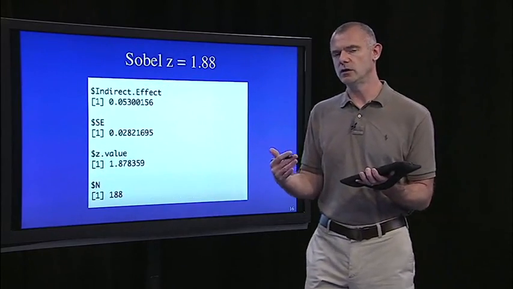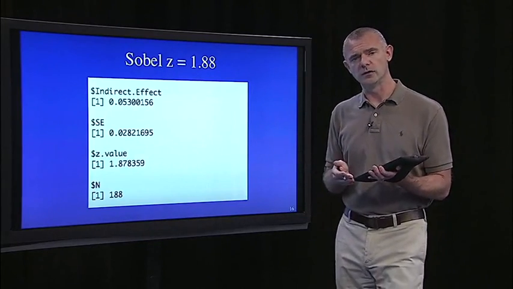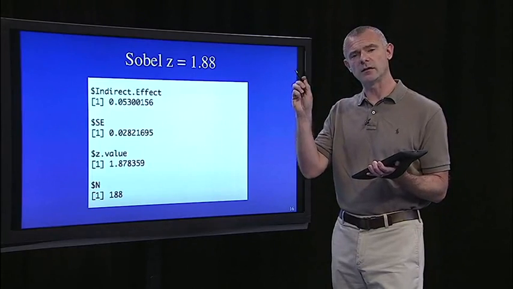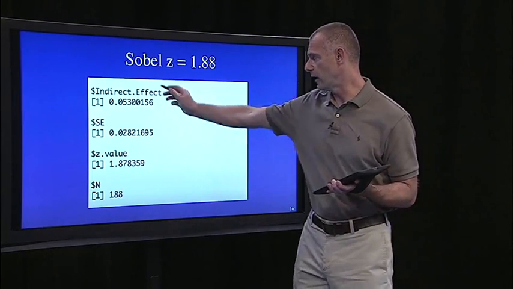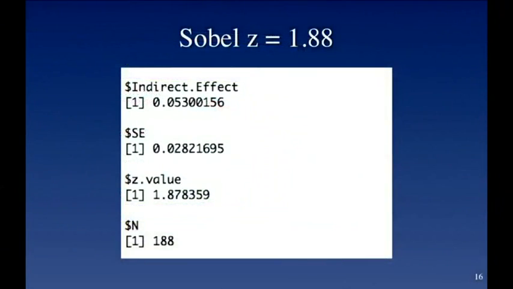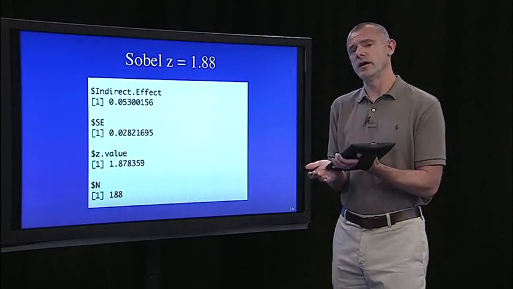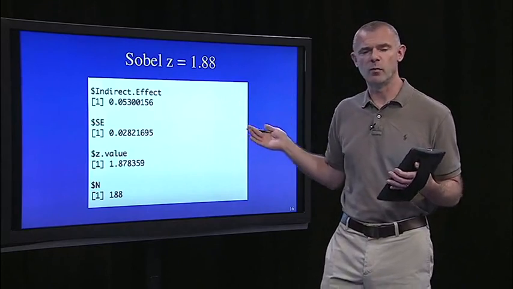The one extra thing we can do to test that more directly is do what's called the Sobel test. What the Sobel test does is it tests the null hypothesis that the indirect effect through the mediator is 0. And what we get here for the indirect effect is 0.05. That's a little bit hard to interpret, so let's look down at the z-value. The z-value is 1.88. And if we did this as a directional hypothesis, which is legitimate, I had a theoretically motivated prediction about which direction this would go in, then the p-value associated with that is 0.03.